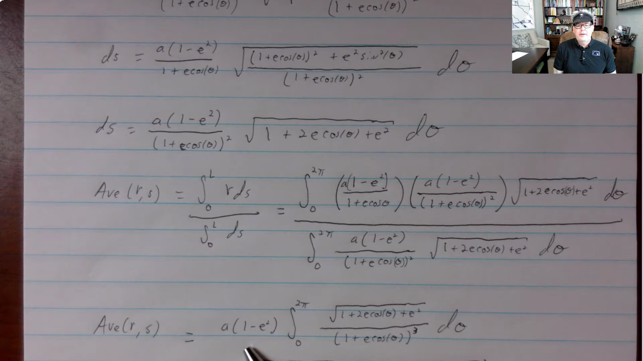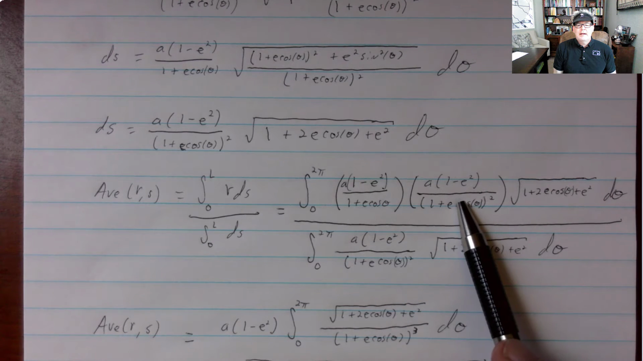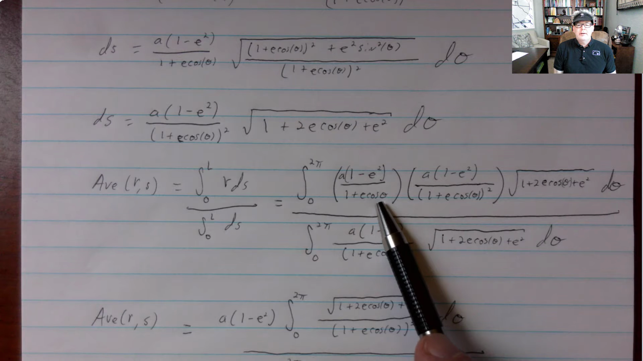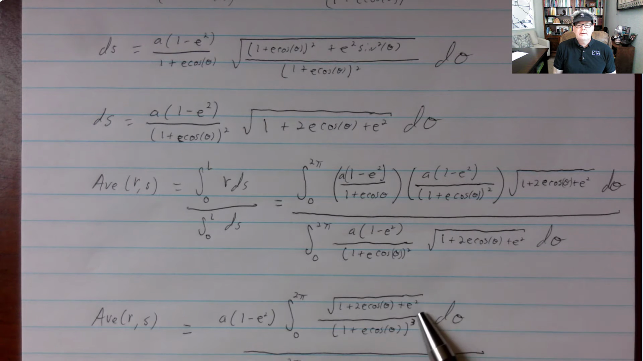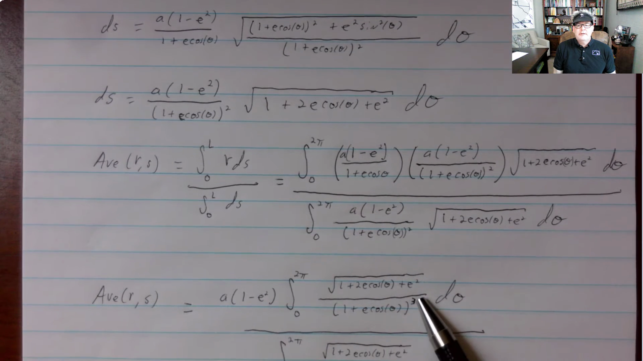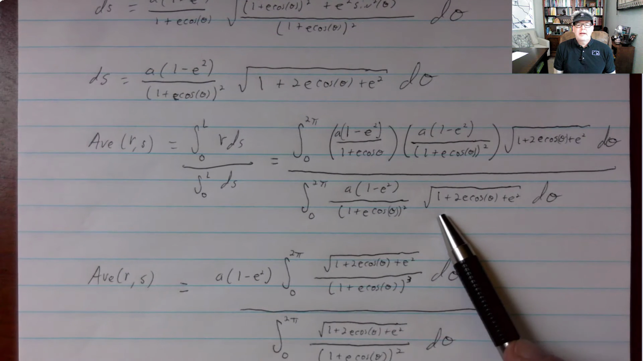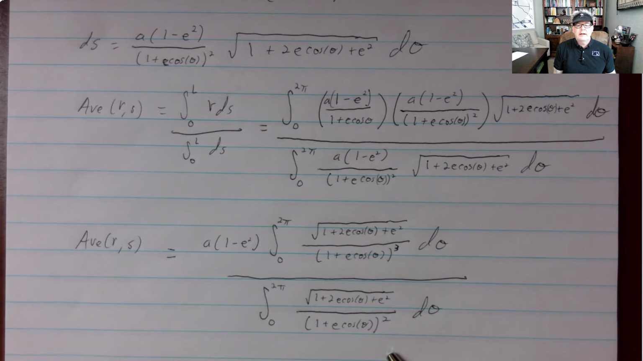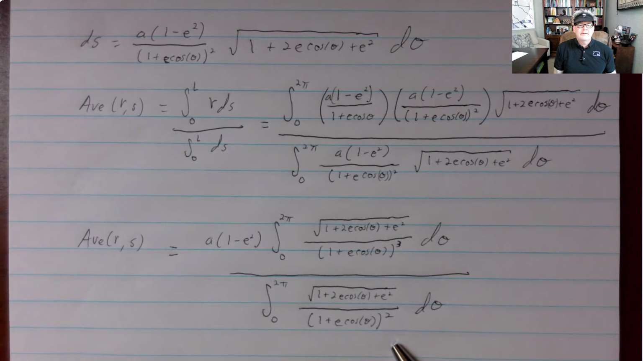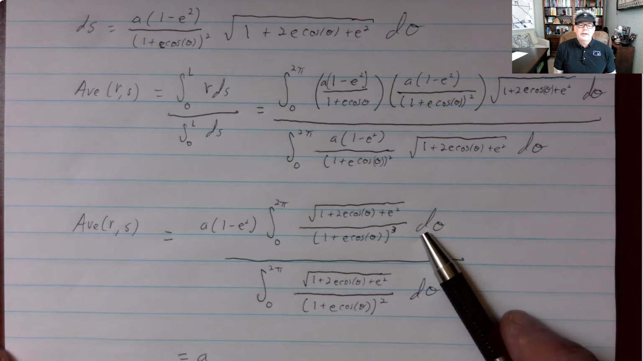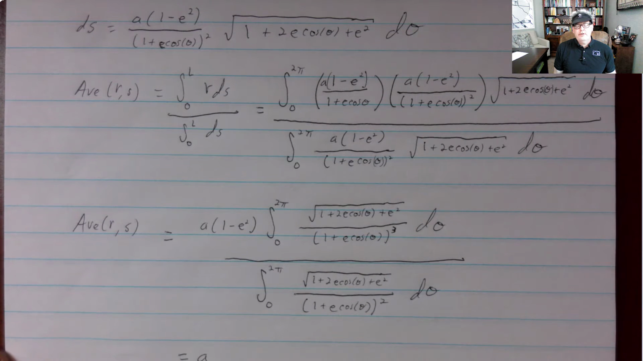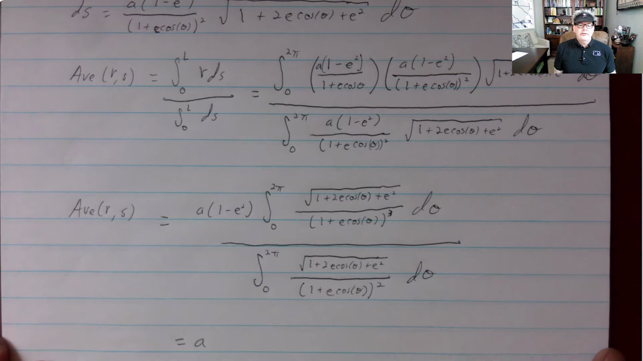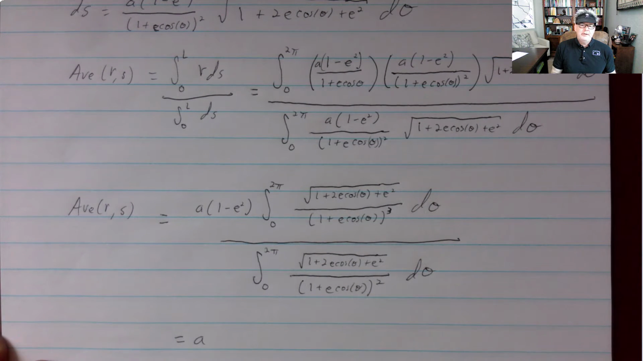So I'm still left with 1 though. And then in the denominator here, I have 1 plus e cosine theta cubed, the square root on the top. In this bottom integral, I just have the square root and 1 plus e cosine theta squared. Right, so it's a similar integral. This one I'm not sure if it's doable, but the answer is a, the semi-major axis. So the average with respect to arc length is going to be the semi-major axis, a.